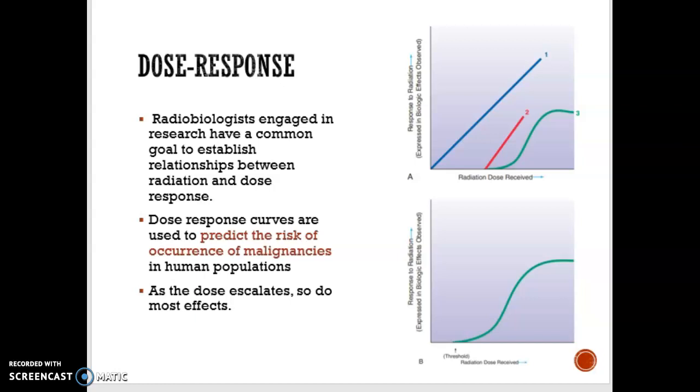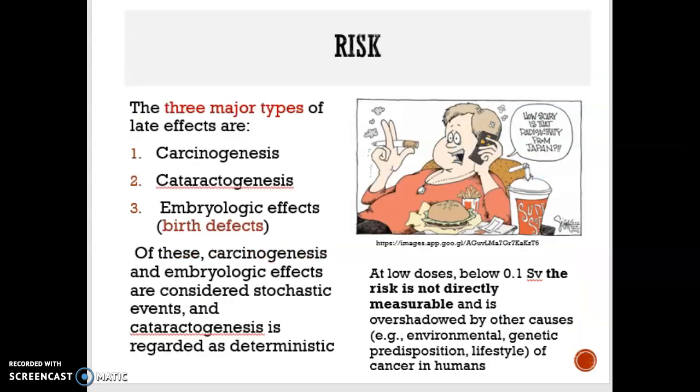Some biological effects will be caused in living organisms by even the smallest dose of ionizing radiation. So in saying that, no radiation dose can be considered absolutely safe. There are three major types of late effects, which are carcinogenesis, cataractogenesis, and embryology or birth defects. Of these, carcinogenesis and embryology effects are considered stochastic events, and cataractogenesis is a late deterministic effect.